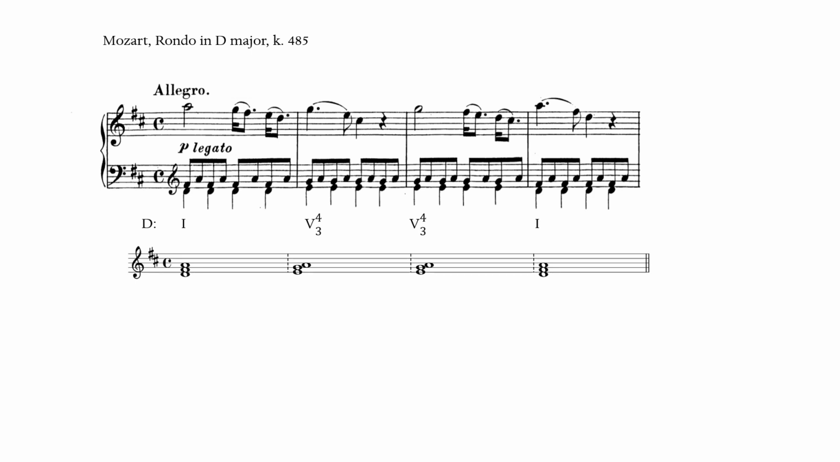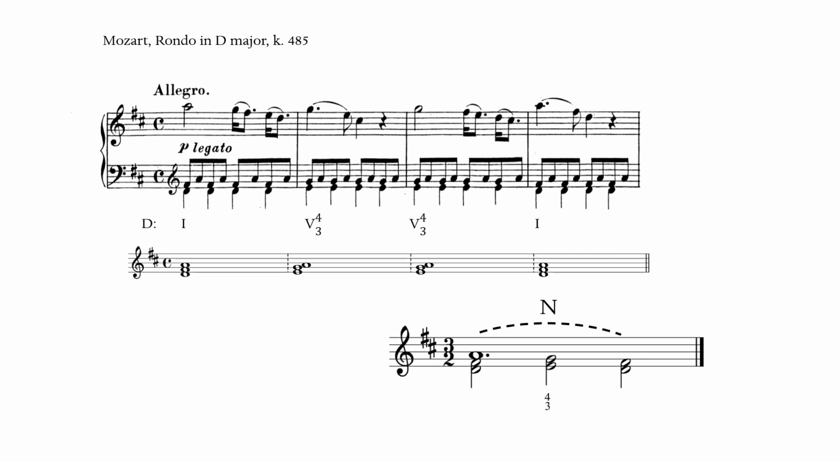We can compare this to a model that demonstrates how a root position triad can be displaced by a 4-3 neighboring chord. This model is quite abstract. It looks like a strict combined species counterpoint exercise, much more than Mozart's actual notes. But both of them demonstrate the same underlying voice leading. A dissonant chord is introduced and resolved through neighboring motion.